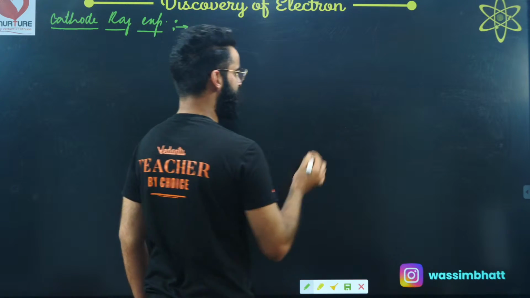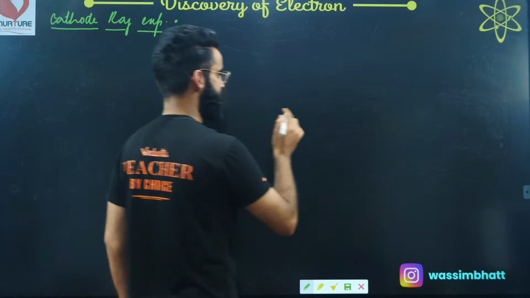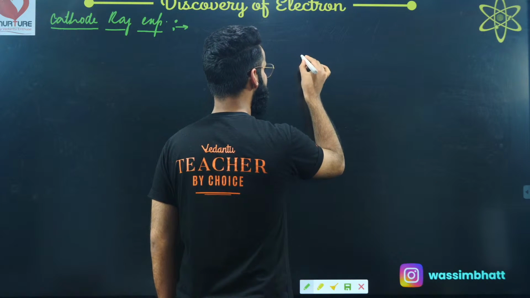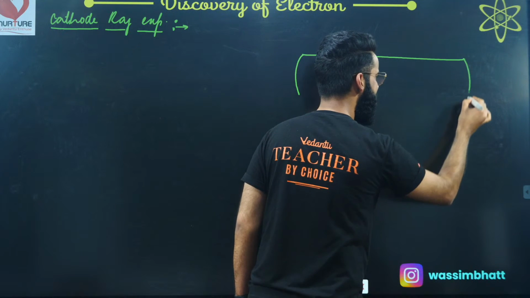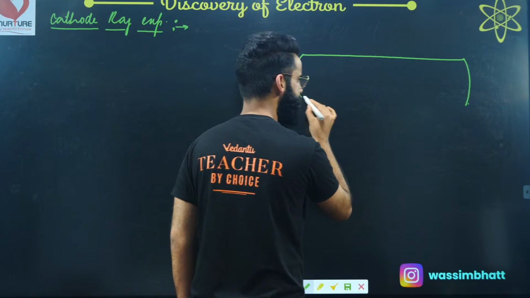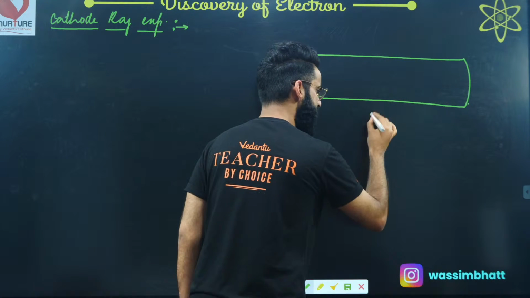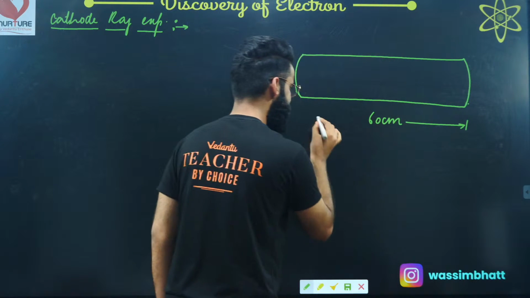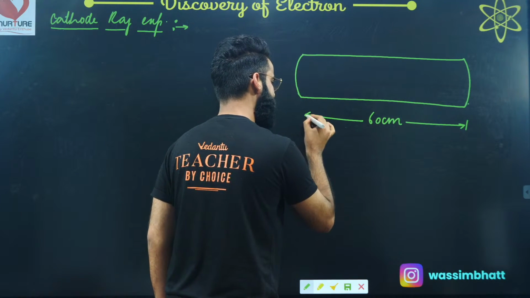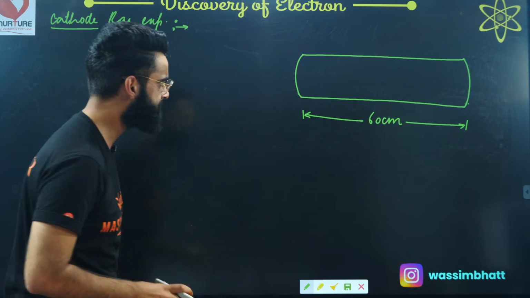First of all, I'm going to show you exactly how the electron was discovered by J.J. Thomson. First of all, he took a narrow, thin glass tube. This is the glass tube which he took, and this glass tube was about 60 centimeters long.